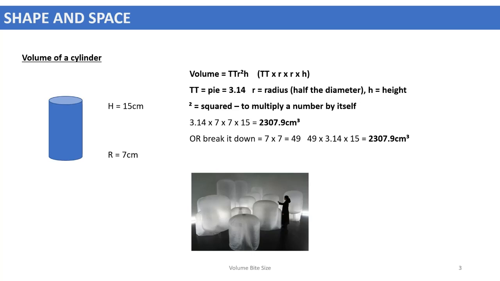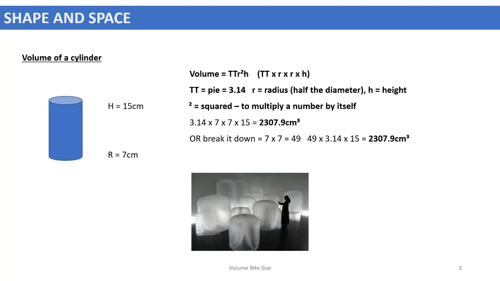Okay. So in this particular instance, the way we work this out is we have our 3.14. We have our radius is 7, so we times that twice. Times that by the height, which is 15, and that will give us our volume.